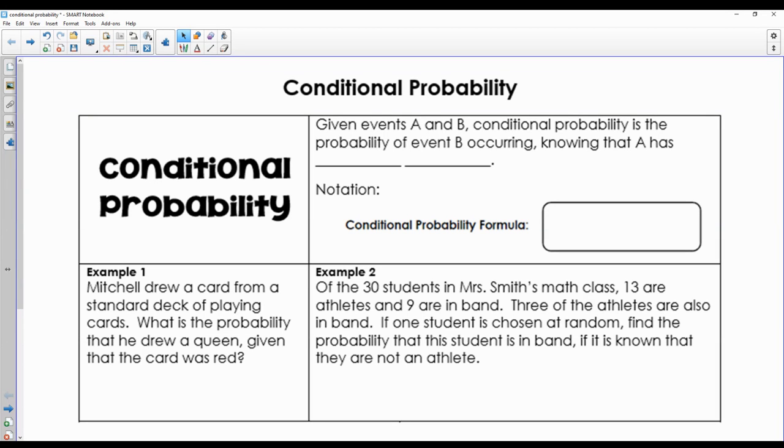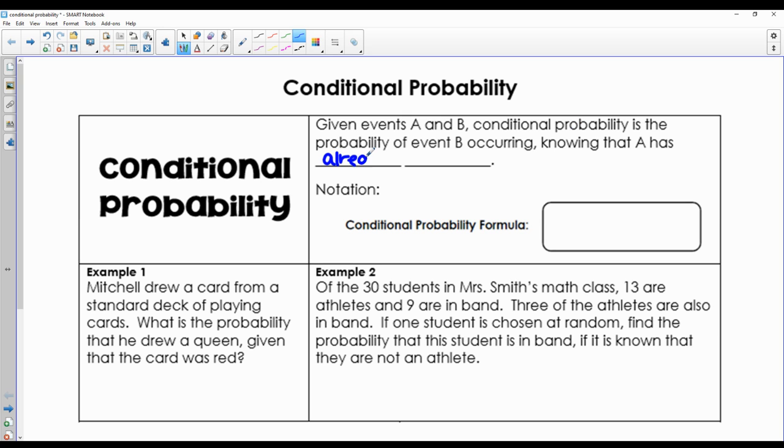All right, so now we're going to go on to our second type of probability that we're doing in this unit. It's called conditional probability. And it's just saying they're going to give you a condition and you're still going to just find the probability the same as we did before. So here's the definition. If given events A and B, conditional probability is the probability that event B occurs knowing that A has already occurred.